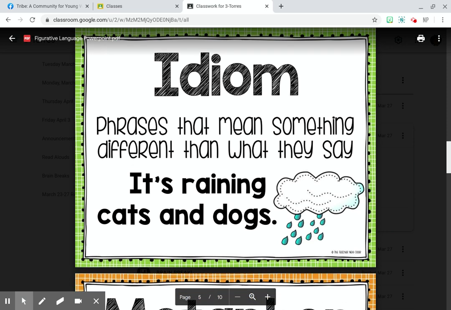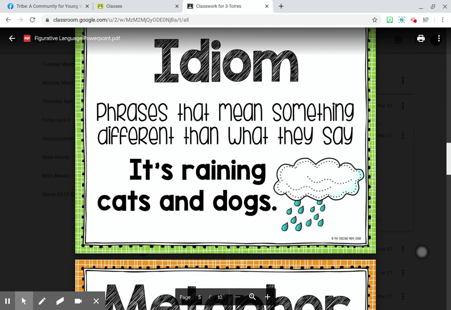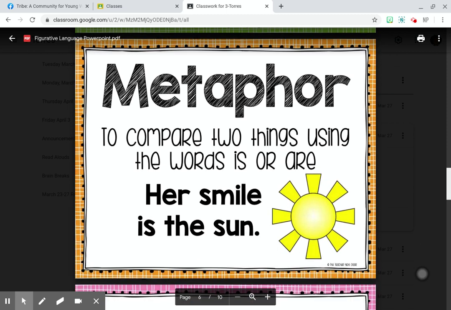An idiom is a phrase that means something different than what it says. It's raining cats and dogs. We know when someone says it's raining cats and dogs are not literally falling from the clouds. It's just raining hard.